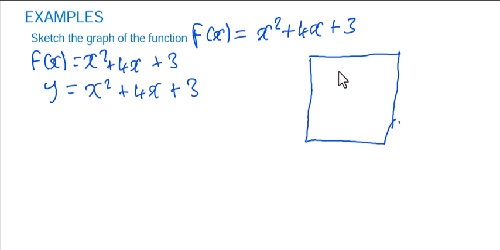So our a is represented by the coefficient of x squared, which is just 1. Then our b is equals to 4. Then our c is equals to 3. So from this we can therefore conclude that a is greater than 0.